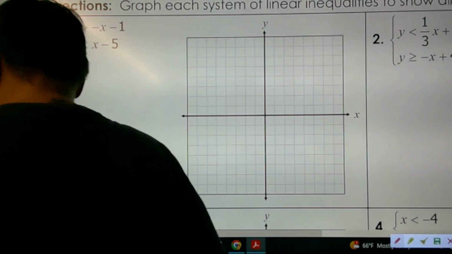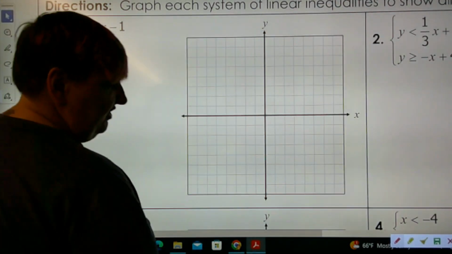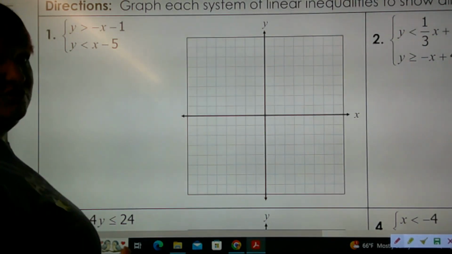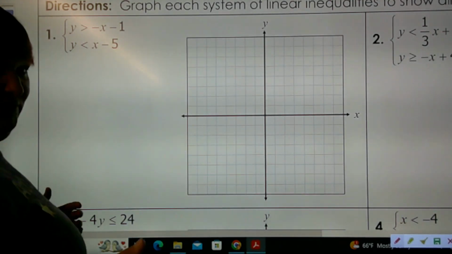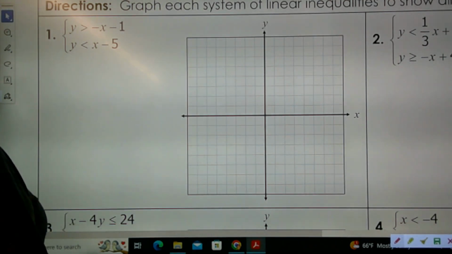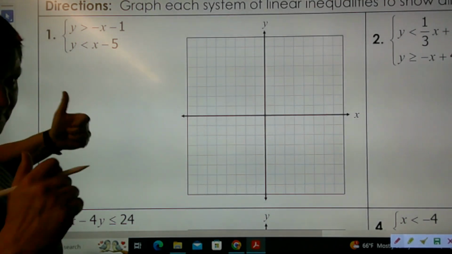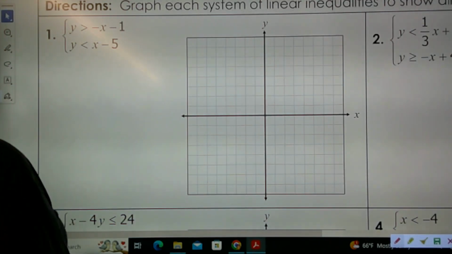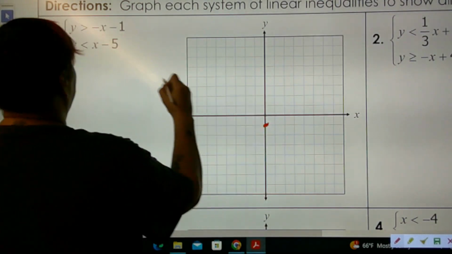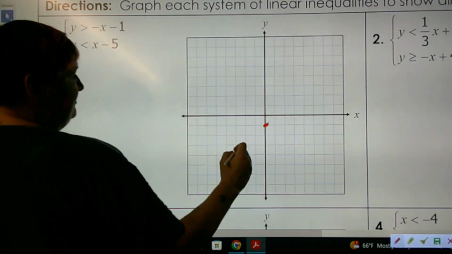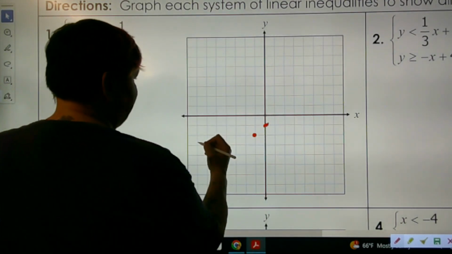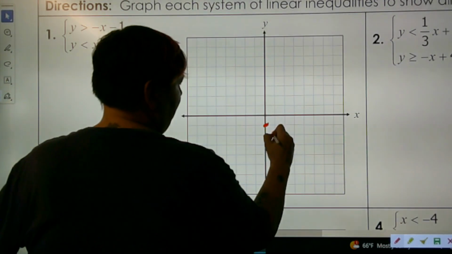Alright, so we're going to graph both. I'm going to use red for one graph, and let's use blue for the other, just because that way you can see the very different lines. They're both in slope-intercept form. Alright, so -1 is my first point, and -1/1 to my next point. No, I think it'd go the other direction, wouldn't it? Down one, right one? Yes.